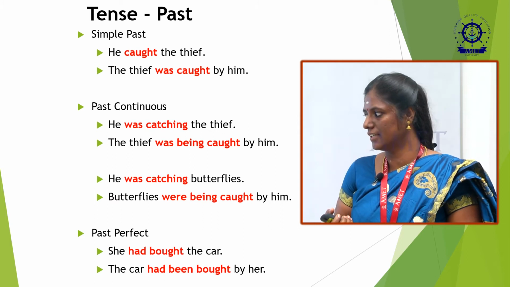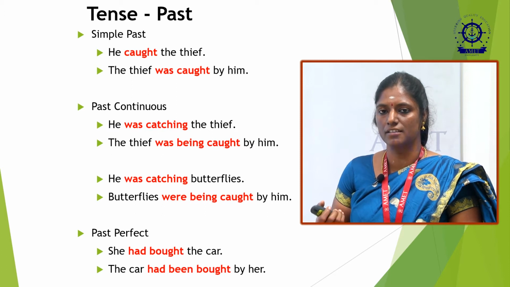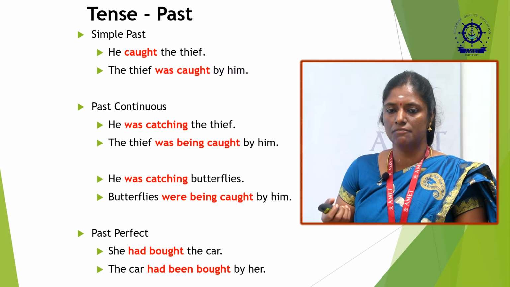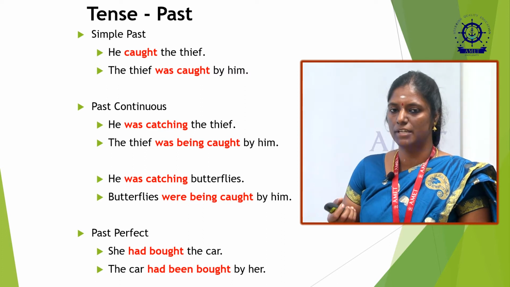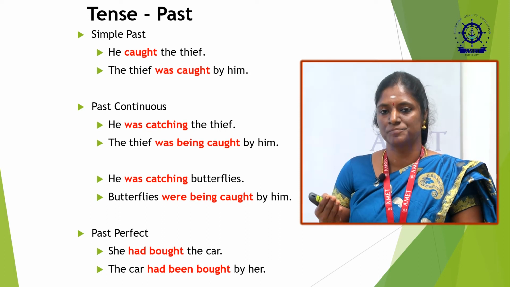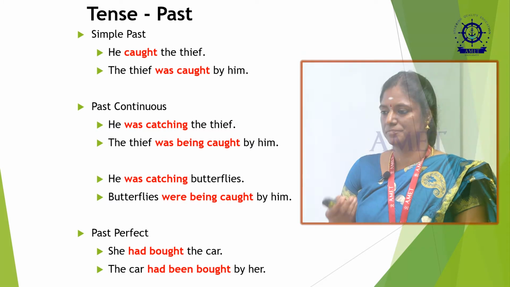For perfect tense we have to use been, B-E-E-N. For progressive it is being, I-N-G. For perfect we have to use the been form. So see the example: she had bought the car. The car had been bought by her.